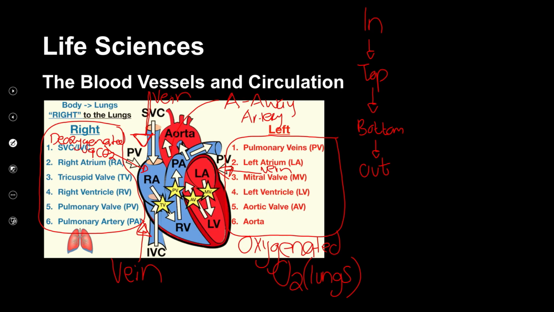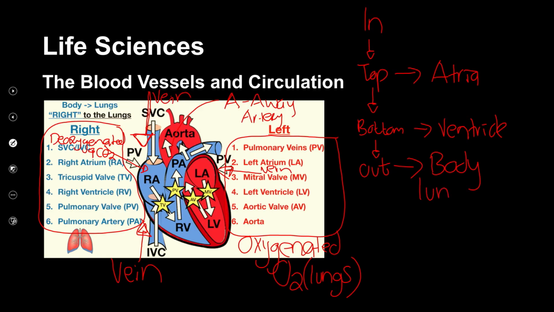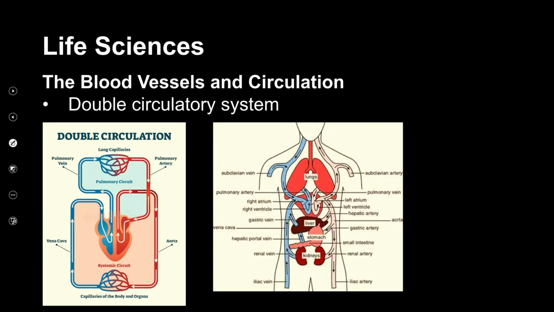So when we look at the blood vessels and the circulation, what are we looking at? How does the blood move from the heart? So where does it come in? What is the top part? The top part are the atria. What is the bottom part? The ventricles. And when I say out, I have two options. Where is the out going to? It's either going to go out to my body, or it's going to go to my lungs. When it comes in, where does it come from? It has either come from my body, or it has come from my lungs. A little bit confusing, but we will sort it out and make it a bit easier.